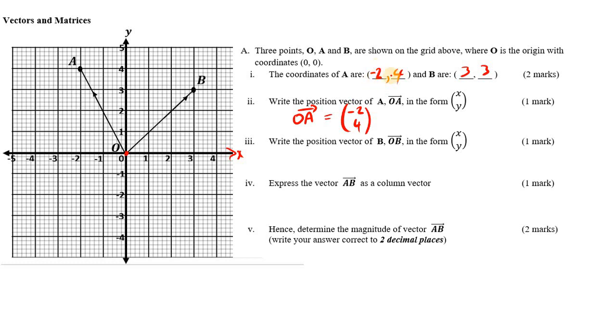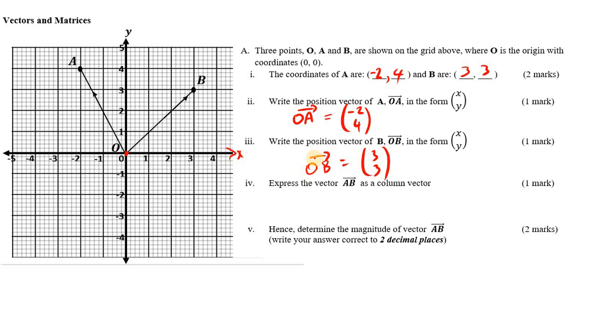But notice that the components are the same. So in terms of the coordinates of A, (-2, 4), the position vector OA uses the same values, but just written as a column vector (x, y). Based on that principle, for OB we just need to know the coordinates for B, which we have already, (3, 3). So we're going to simply write it as (3, 3) as a column vector.